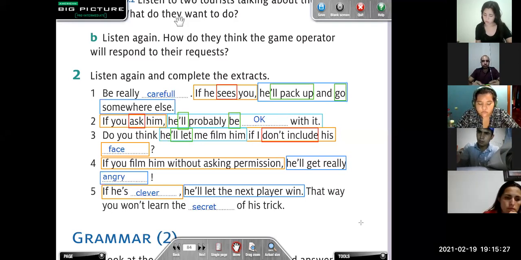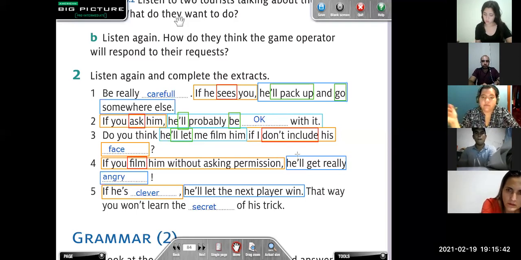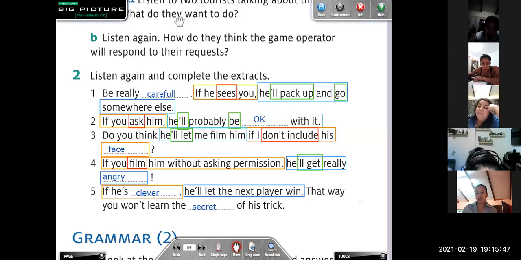Let's go with Cecilia. Please tell me, number 4, what is the verb here? Film. Film, very good. And what about the result? Will get. Will get, very good. And the last one, please, Claudia. What is the verb? The verb is. Is, very good. And in the next one, will let.